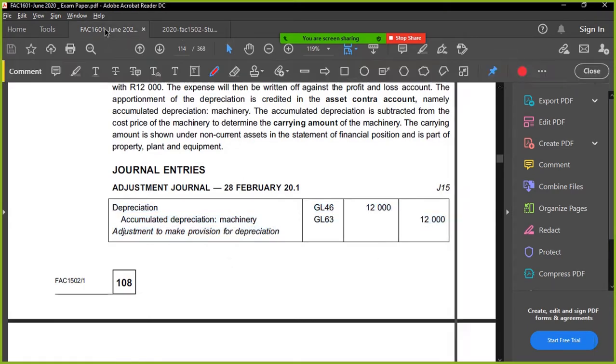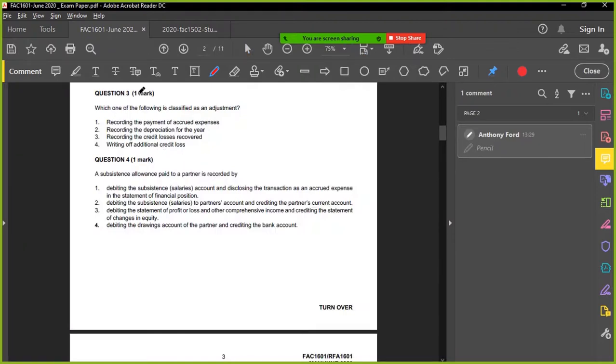What did the question ask for? Which one of the following is classified as an adjustment? Recording the payment of an accrued expense? No. Recording the depreciation for the year. Because it's for the year, I would say yes. This is correct, more correct than any of the others. Recording credit losses? No. Credit losses are recorded as and when they take place. If I write off additional credit loss, when it takes place, I write them off. That's just a normal transaction that you write off. Number 2 for me is correct.